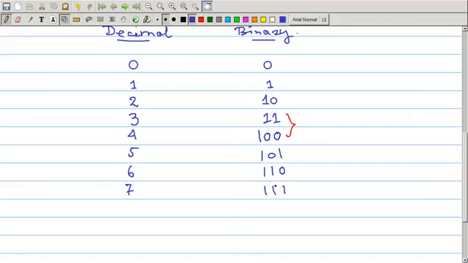A few facts that you should remember: what is the largest 2-bit number? The largest 2-bit number is 11. These are called bits, okay? This one is one bit, and this one is another bit. The leftmost bit is called the most significant bit, the MSB, and the rightmost is called the LSB, the least significant bit. The largest 2-bit number is 11, the decimal equivalent is 3. The largest 3-bit number has decimal equivalent 7.